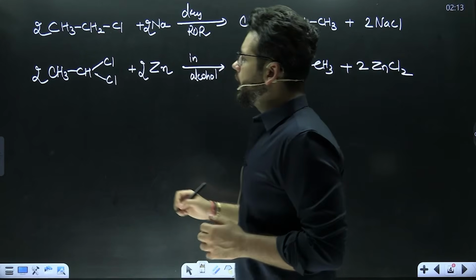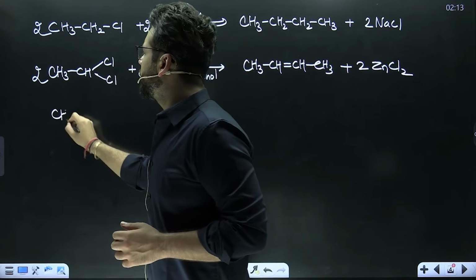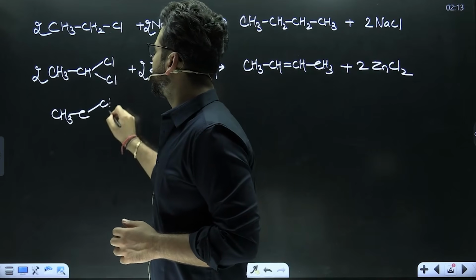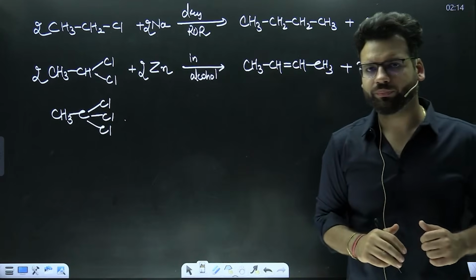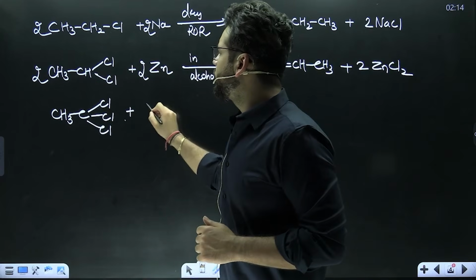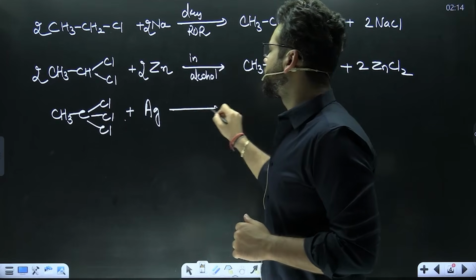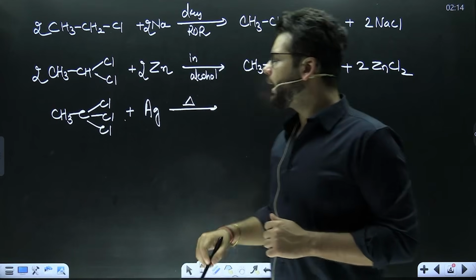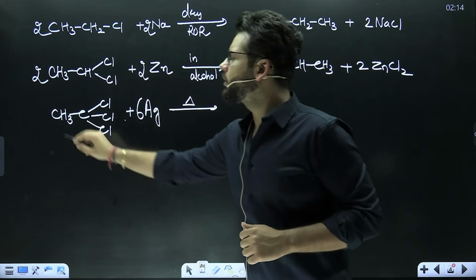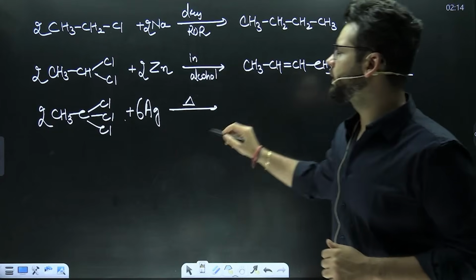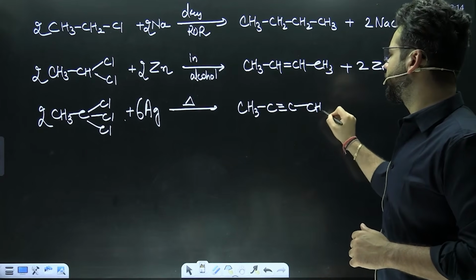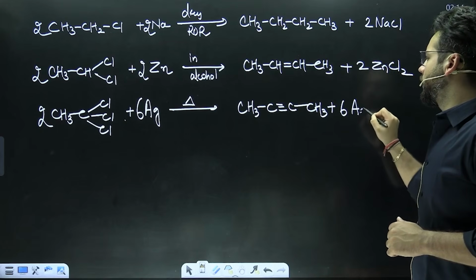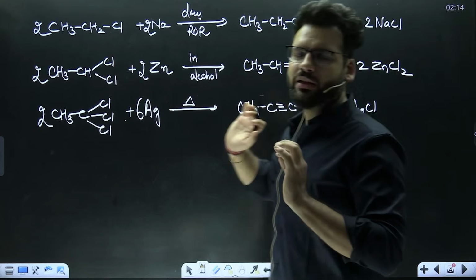And if you want to couple up a trihalide, for example, if I take a trichloroethane, you can couple it with silver powder. So heat it with silver powder, and 6 moles of silver you can take, 2 moles of this, 6 AgCl will come out, giving you but-2-yne. So 3 coupling reactions I have shown you here.